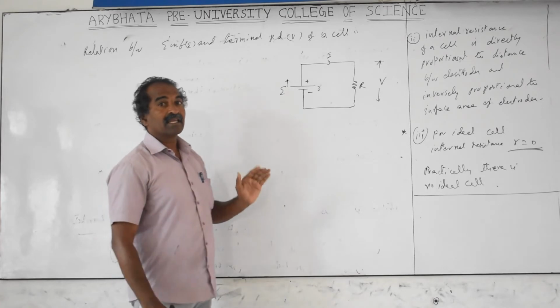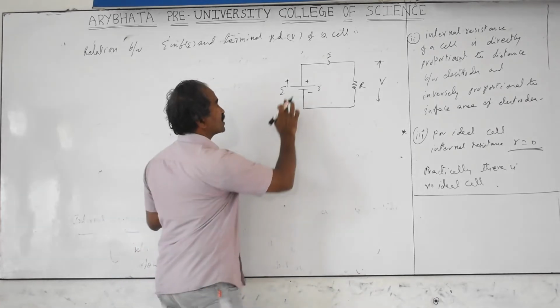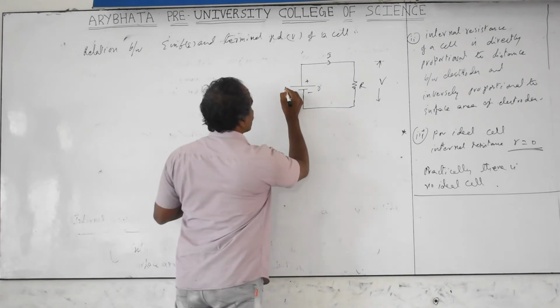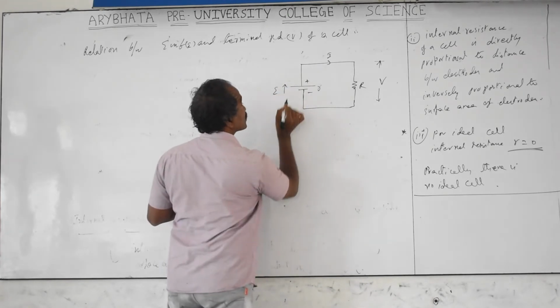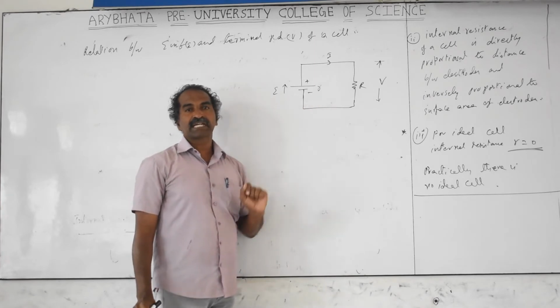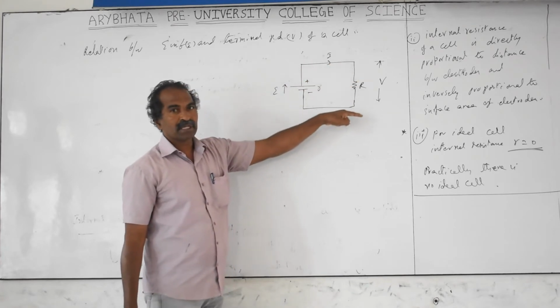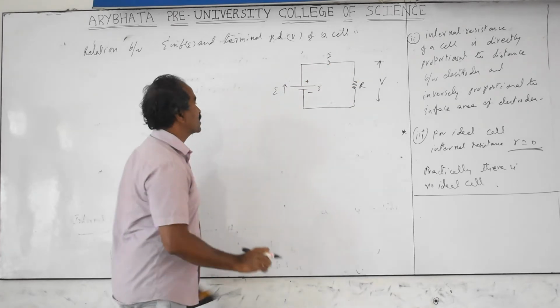In the cell, the direction the current will pass is indicated by this EMF. EMF direction is from minus to plus. This is the direction of EMF, minus to plus through the cell. It indicates the direction of conventional current. So EMF is directed from minus to plus through the cell. Outside, of course, plus to minus. So that direction is important.